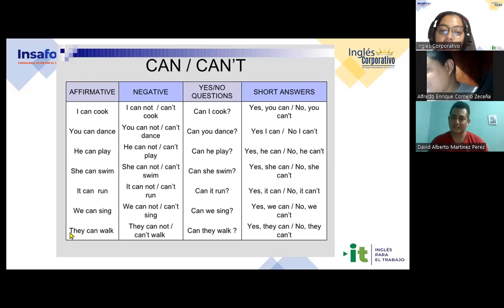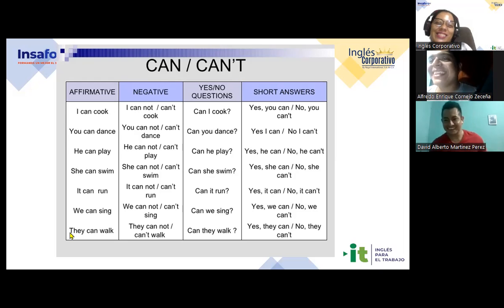And can you go with me to the supermarket? Ok, que si puede ir con él al supermercado, dice, le va a comprar todo. No, mentira. Que sí puede ir con él al supermercado.